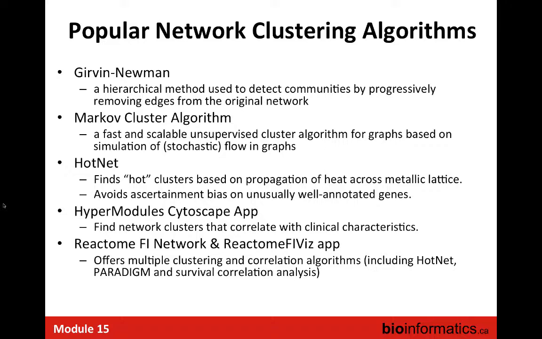HotNet is interesting in the sense that it uses a heat diffusion model. It's a slightly different approach, but the advantage here is that it avoids some of the ascertainment bias usually associated with well-annotated genes. Certainly genes that are well-studied have lots of interactions, and they're going to automatically cluster into nice little tight modules when you do the analysis. You want to avoid things like that sometimes, because you're not always focused on the genes you know the most about. You're interested in the rare mutations that are interacting maybe with one another or with some of these driver genes.